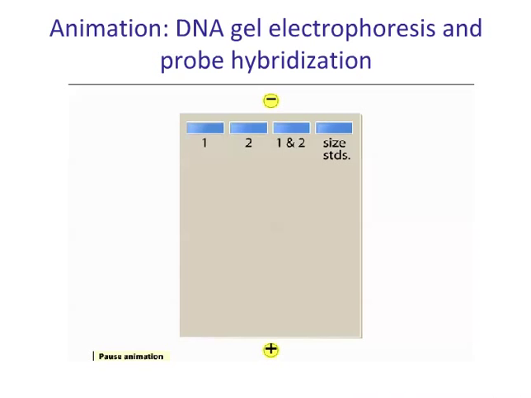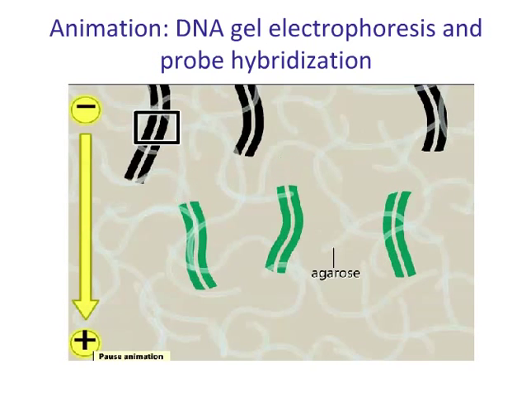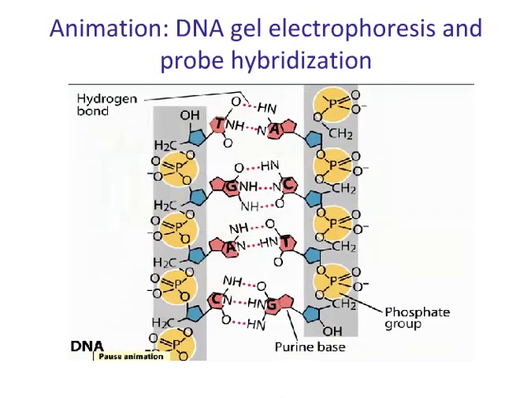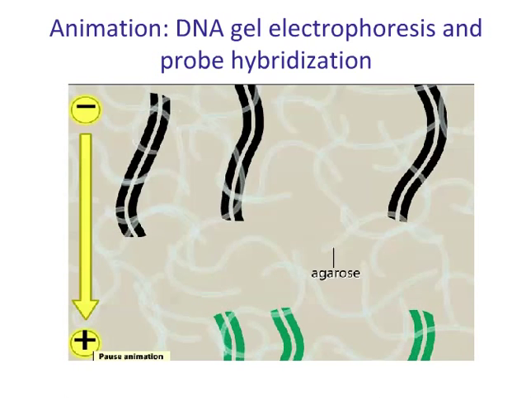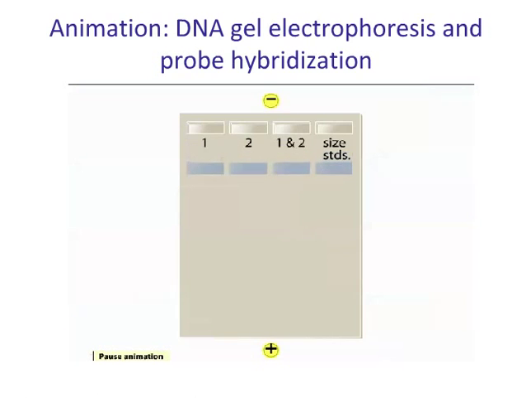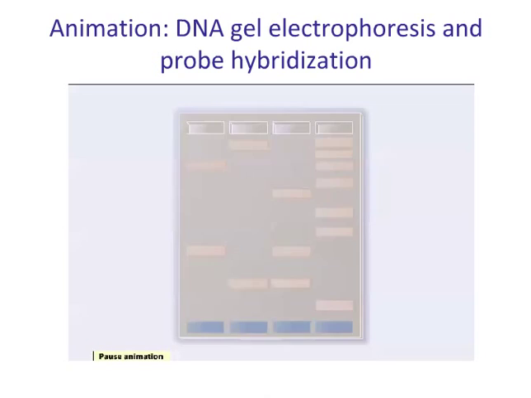The blue tracking dye is negatively charged and migrates toward the positive electrode, as does the DNA. The DNA backbones contain negatively charged phosphate groups, which are attracted to the positive electrode. The smallest fragments move the fastest, being entangled less in the agarose matrix of the gel. When the blue dye reaches the bottom of the gel, the power is turned off.